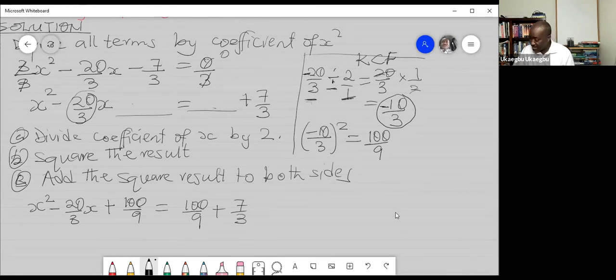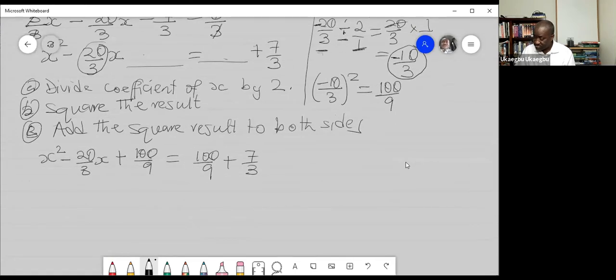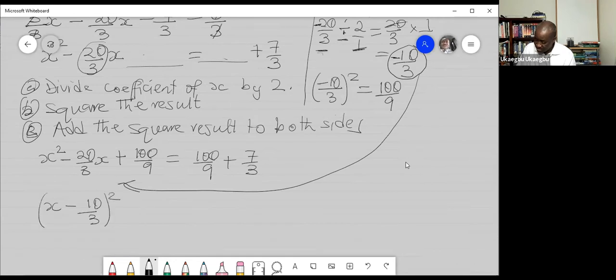Okay, now here's where the magic number becomes necessary. That's what you are going to use to factorize the left side. So I am going to just take this and bring it back here. All right, so for me to factor the left side, remember it is negative. So I'm just going to have x minus 10 over 3 whole squared equal to, then you have to simplify the right side. Once again, this is elementary mathematics, simplification of fractions.